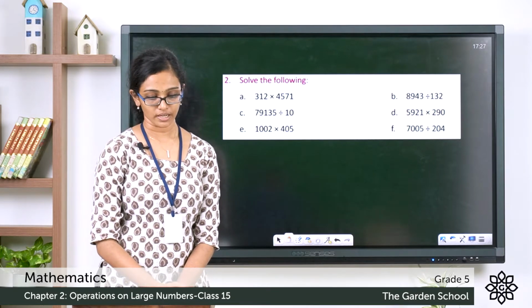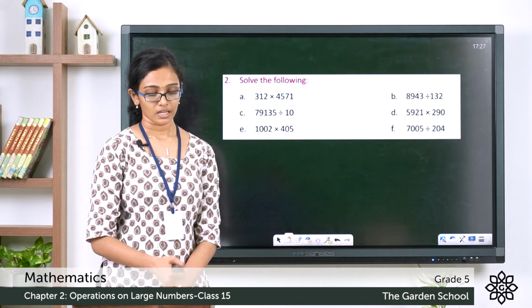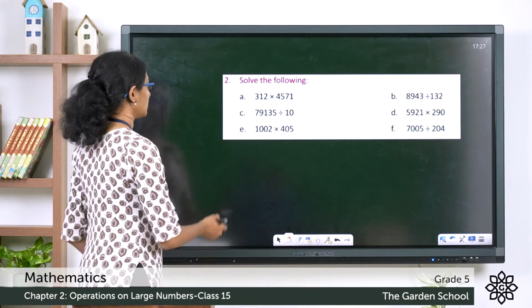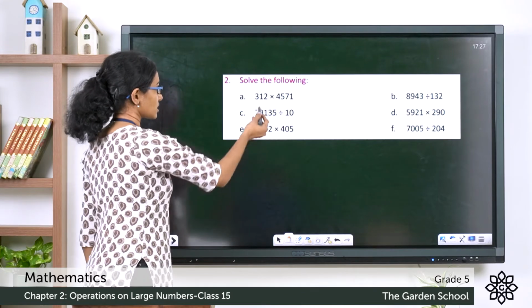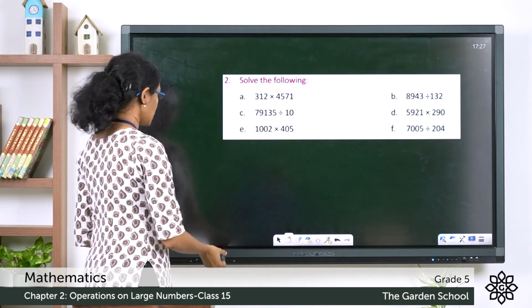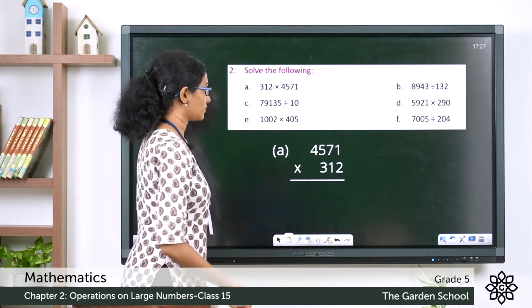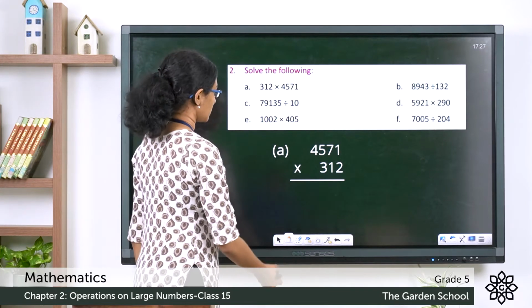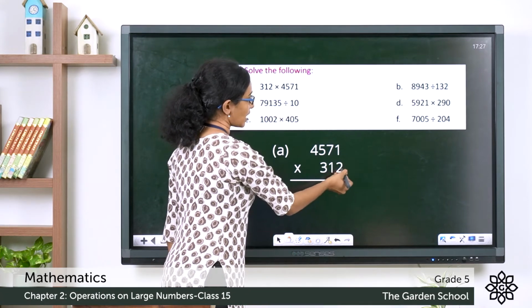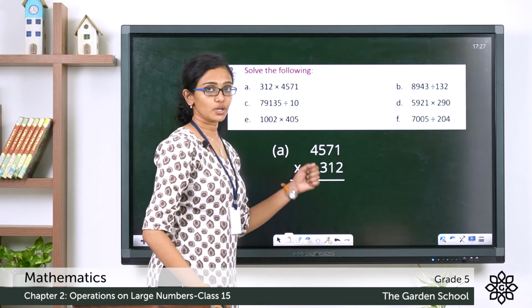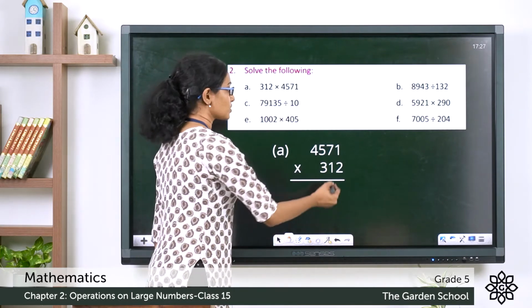Now, that was question 1. Let's do question 2 now. Here also, let's solve the following, and there are 6 questions here. Let's start with A. 312 into 4,571. So it's a 3-digit number and a 4-digit number. For the ease of multiplication, I have written the 4-digit number first, and let's do the multiplication now.